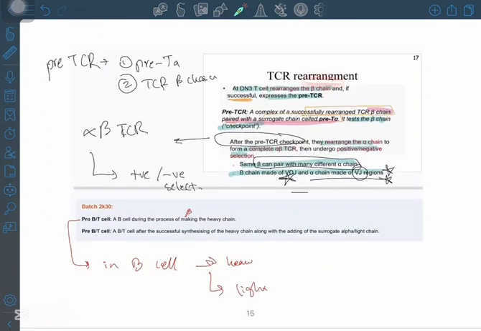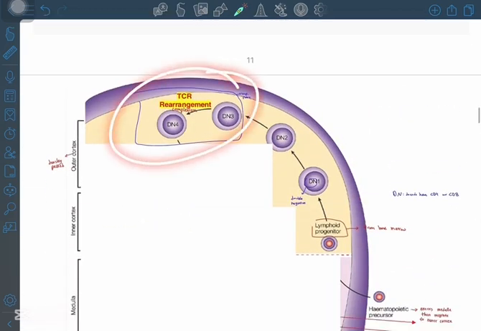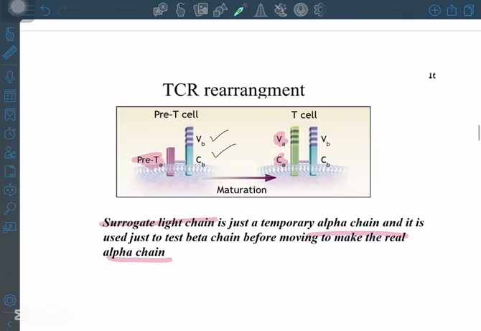Now for the TCR rearrangement, it starts at stage DN3, which I showed back here, and I said that this is the most important stuff for the TCR rearrangement. So as you remember, we said that we have what?